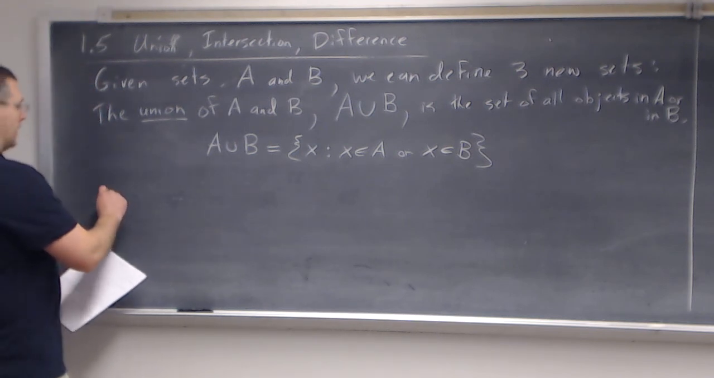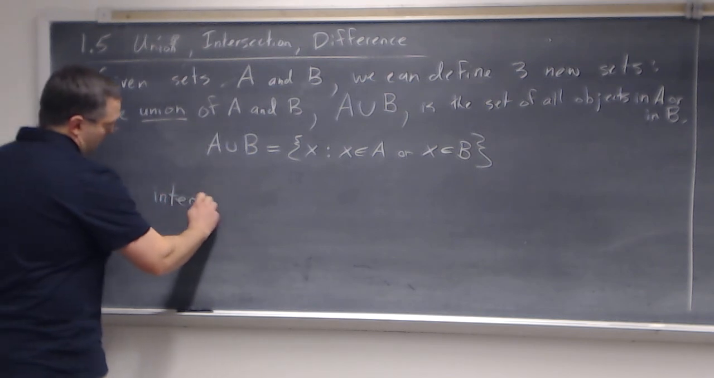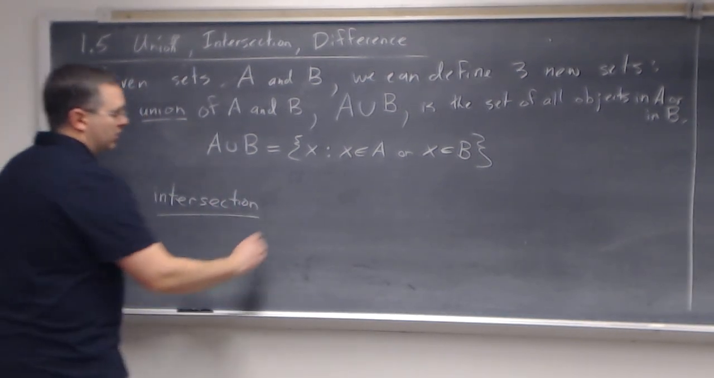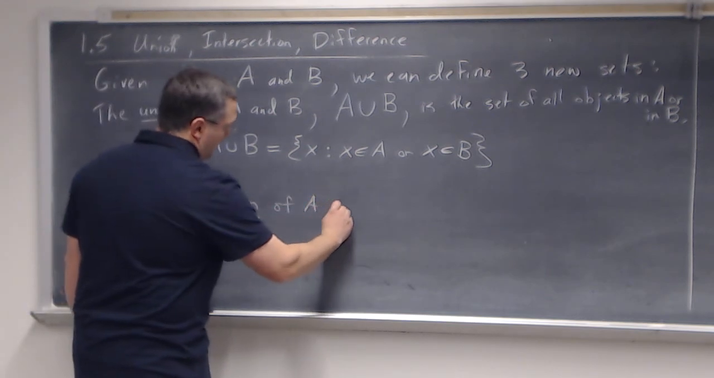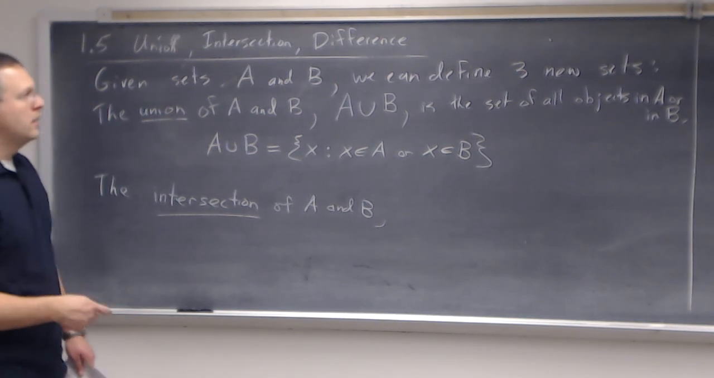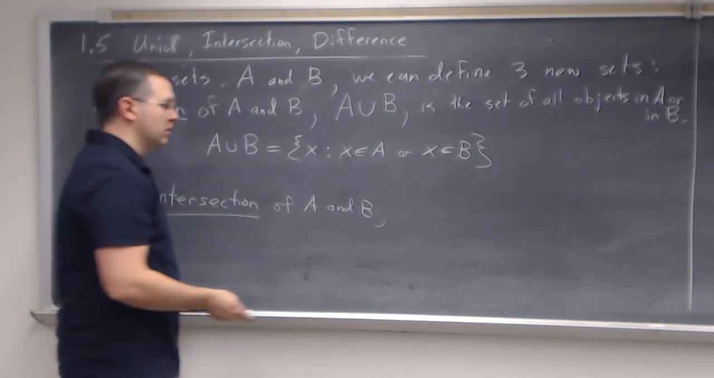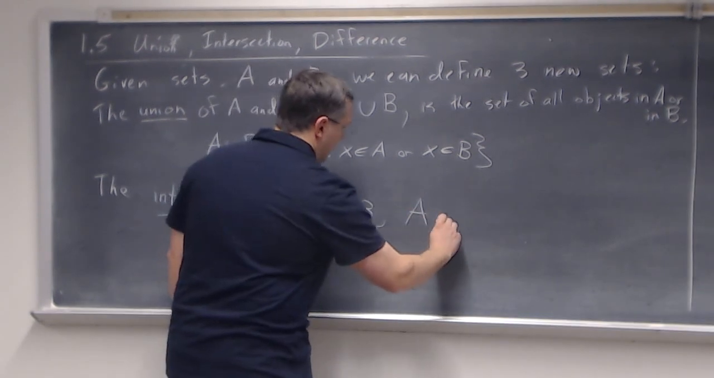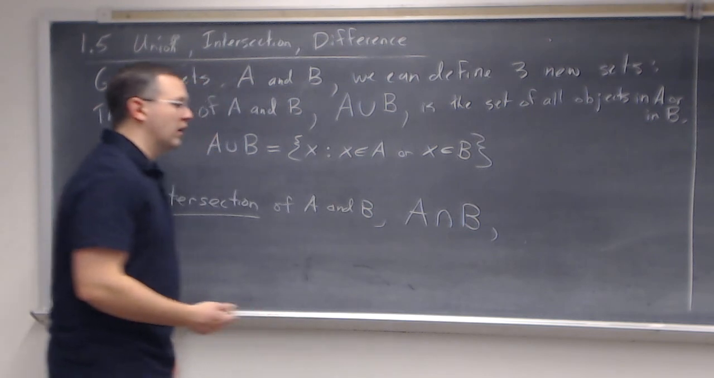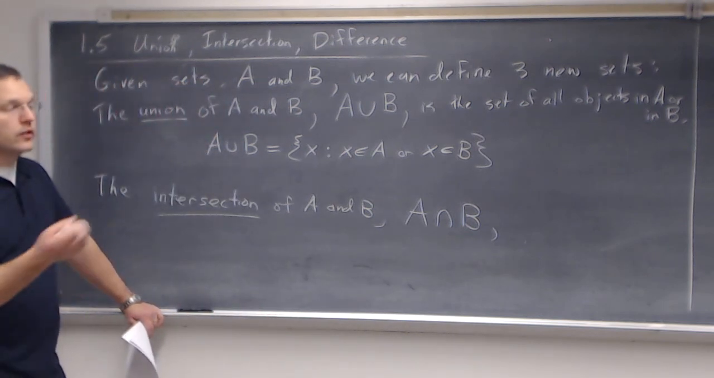Okay, so the second set is the intersection of A and B. The symbol for intersection is an upside down U. So that's how I would read that: if I see that, I would read it as A intersect B, or the intersection of A and B.